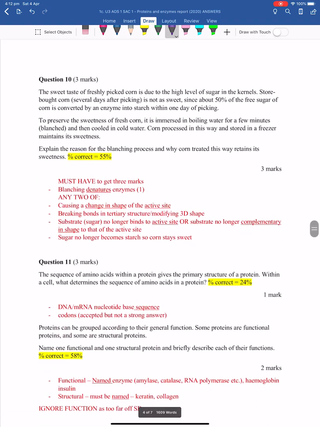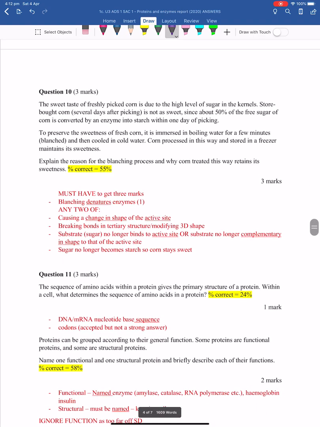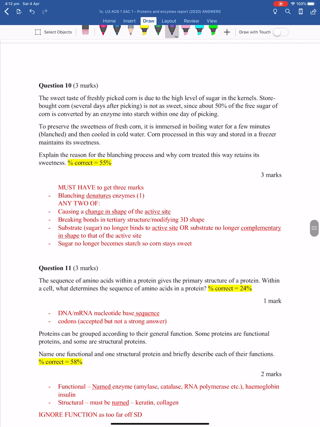Moving down to question 10. I really liked this question talking about the blanching of corn. So when you think about blanching, we're talking about boiling water. So that means it's too hot. When we're talking about too hot and enzymes, we know that we always must include denaturation. So if you didn't say the word denaturation, and it is denaturation, not denaturization, then I can't give you 3 marks.